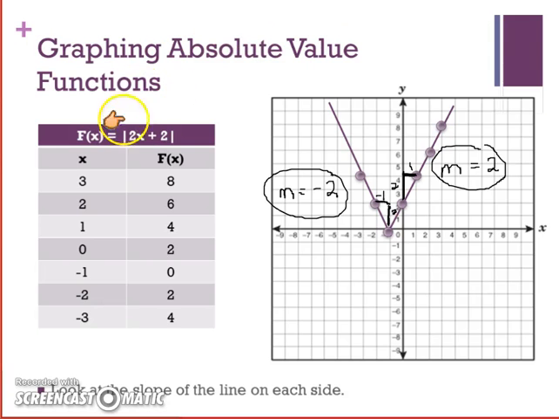When there was no negative on the outside of the absolute value, then your graph is going to be above. So make sure when you're graphing that you've got both sides graphed and find that vertex first. Again, it's what equals 0 inside the absolute value chunk.